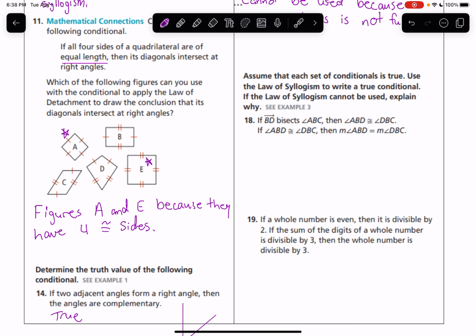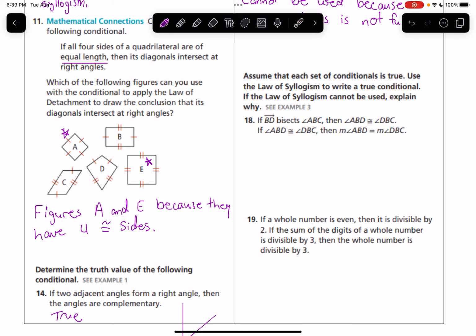In 18, if ray BD bisects angle ABC, then angle ABD is congruent to angle DBC. If angle ABD is congruent to angle DBC, then the measure of angle ABD is equal to the measure of angle DBC. Now, we don't need to know what all of that means necessarily. We don't need to picture that in our head. We just need to notice that it follows the correct format.